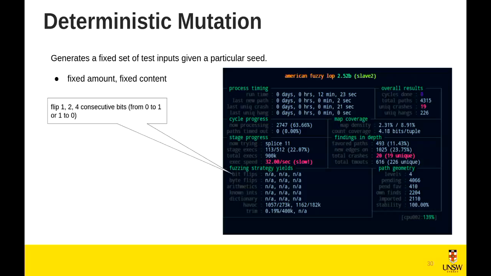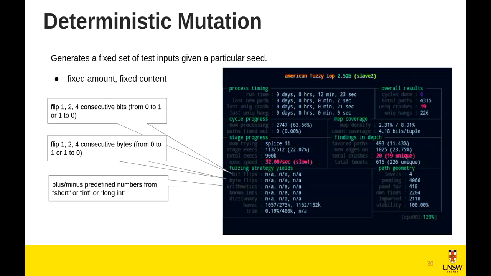And we can also flip two consecutive bits together, and 4 consecutive bits, and so on. And we also have byte level flipping, like flipping 1, flipping 2, flipping 4 bytes. And there are arithmetic mutation operators, which means plus or minus some predefined numbers with 2 bytes, 4 bytes, and 8 bytes.